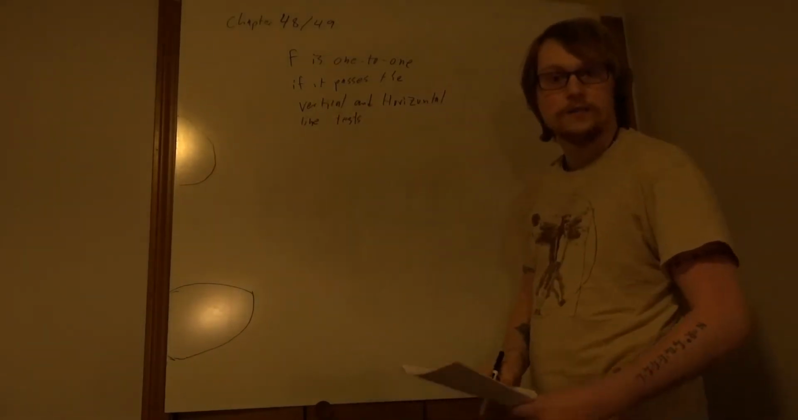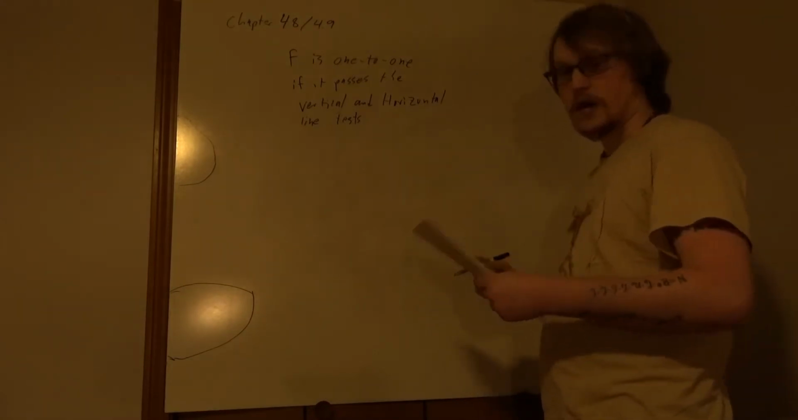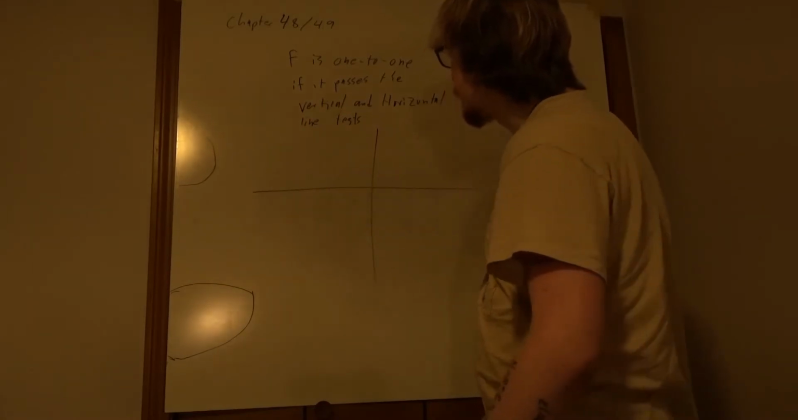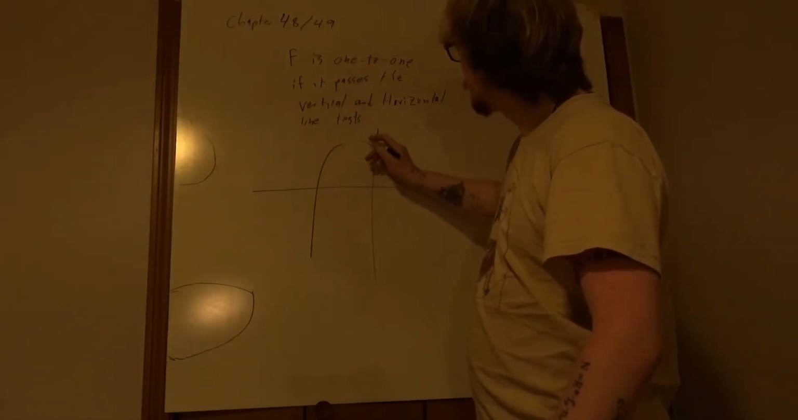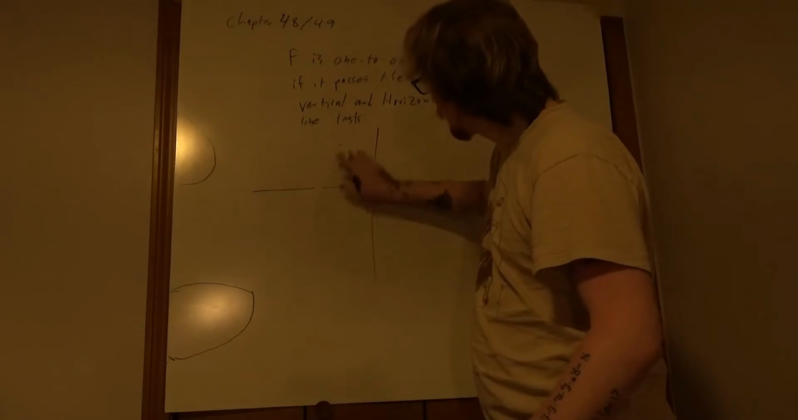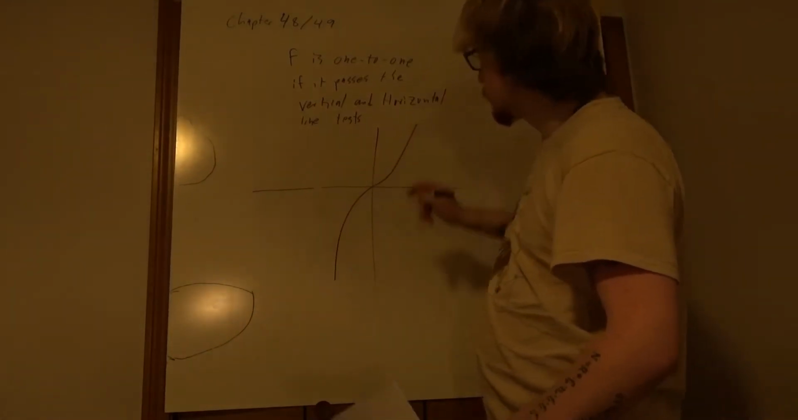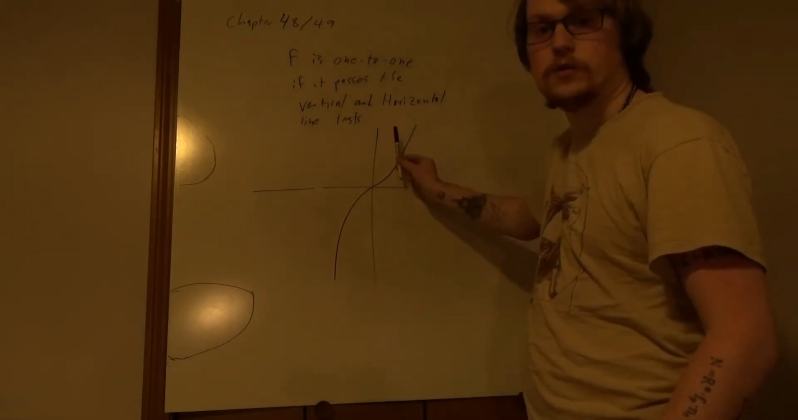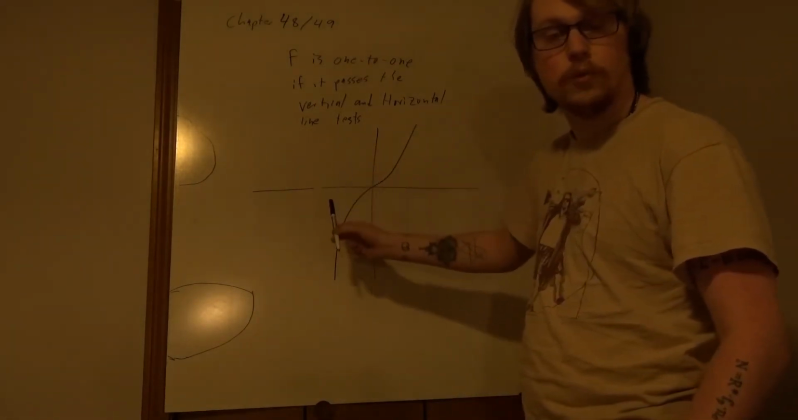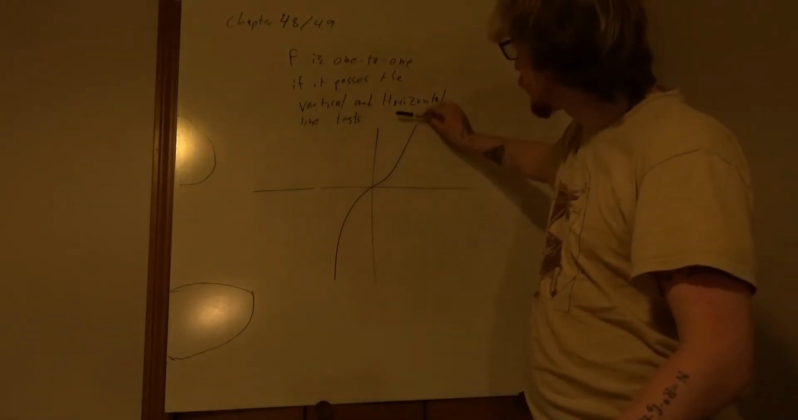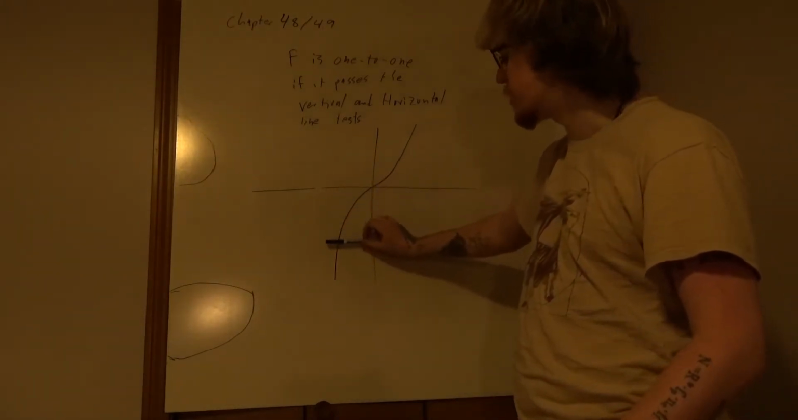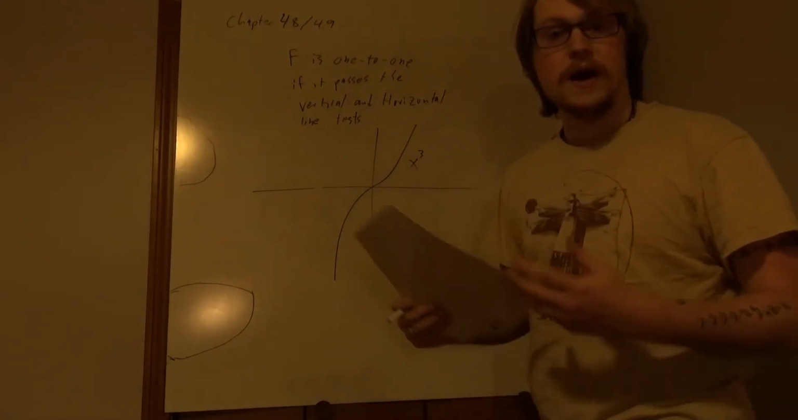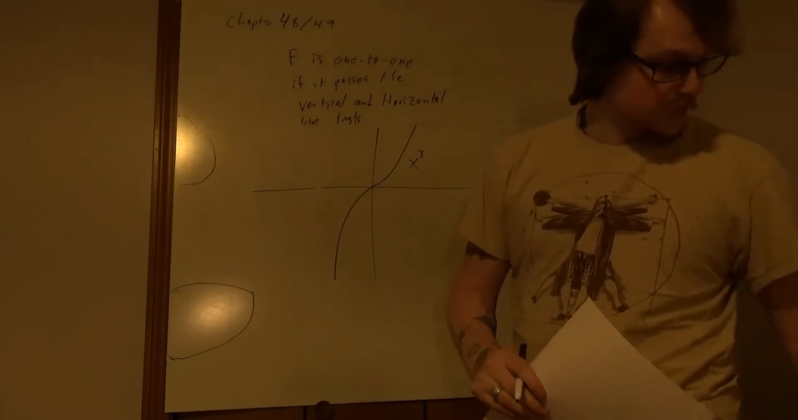Right, so, forgive my handwriting, but an example of something which is a one-to-one function would be something like x cubed. So this is going to be a one-to-one function because we can take any vertical line and we notice that it only ever intersects it at one point, which is great. And the same is true for any horizontal line. It only ever intersects it at one point.